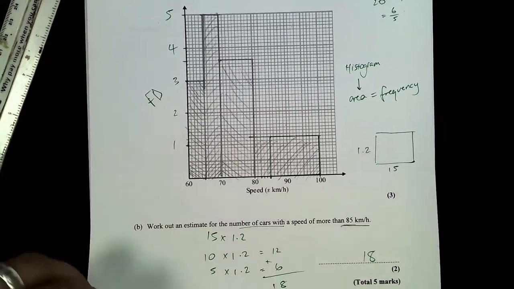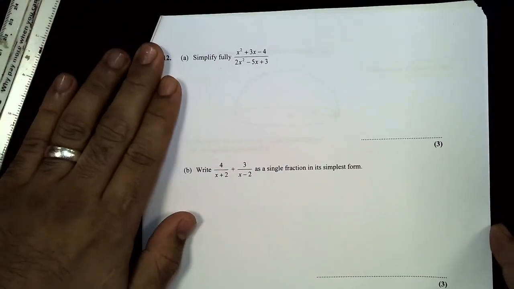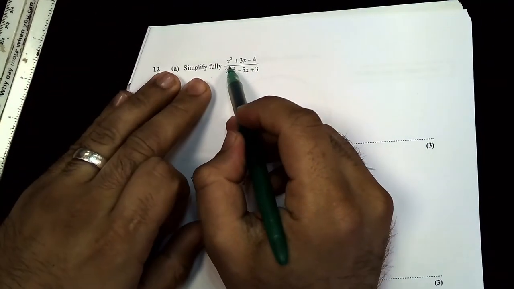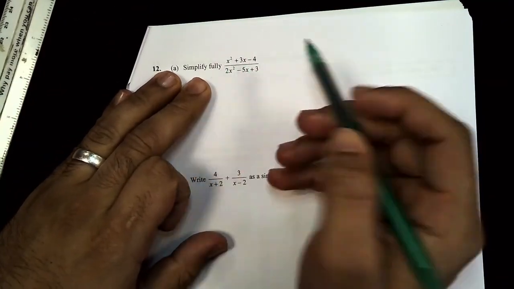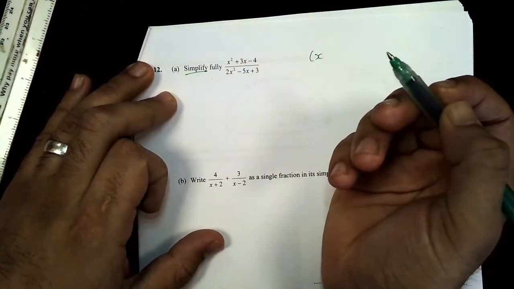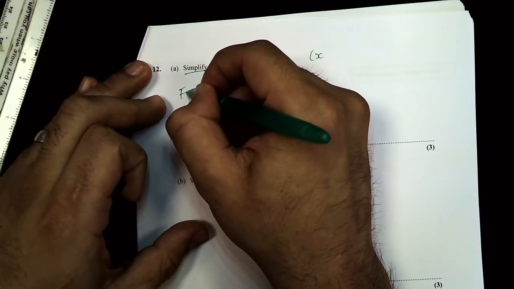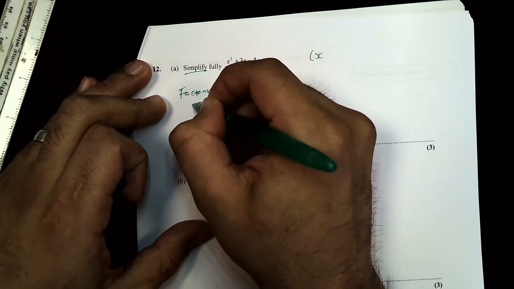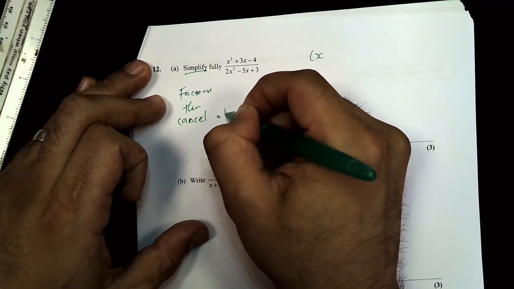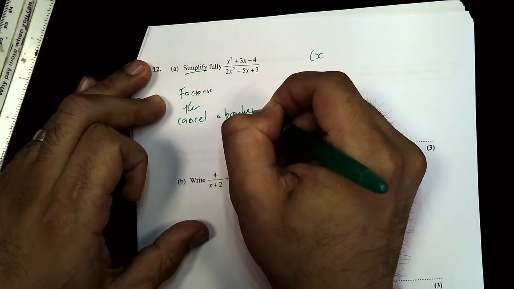Okay, question 12. I'm going to do question 12, and then I'm going to pause or take a break. So, question 12. X squared plus 3x minus 4, simplify fully. My hint is always factorize, then cancel a bracket. Now, this comes from experience, guys.